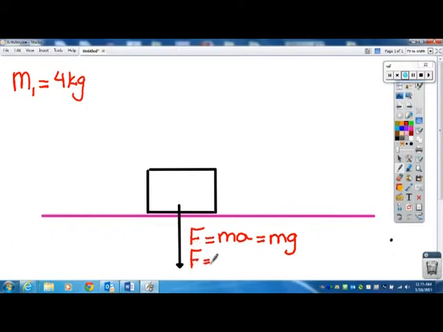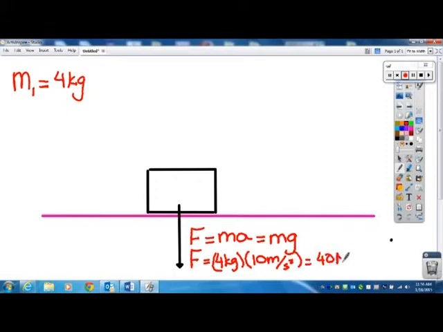So the mass of this object is 4 kilograms, and 4 kilograms times 10 meters per second squared comes out to be 40. The units for force are going to be newtons. If your mass is in kilograms and your acceleration is in meters per second squared, then the derived unit is newtons. So this will be 40 newtons.